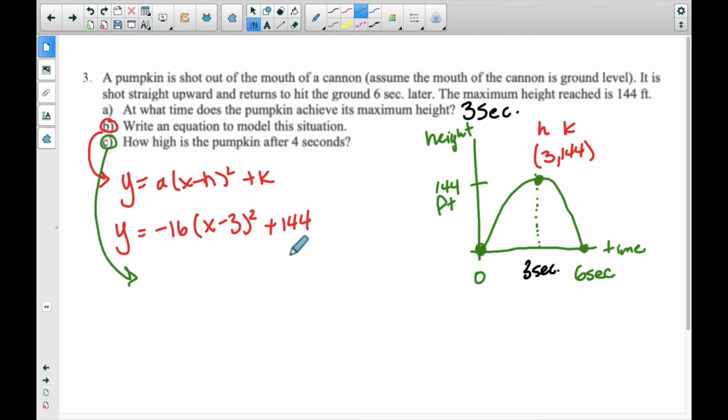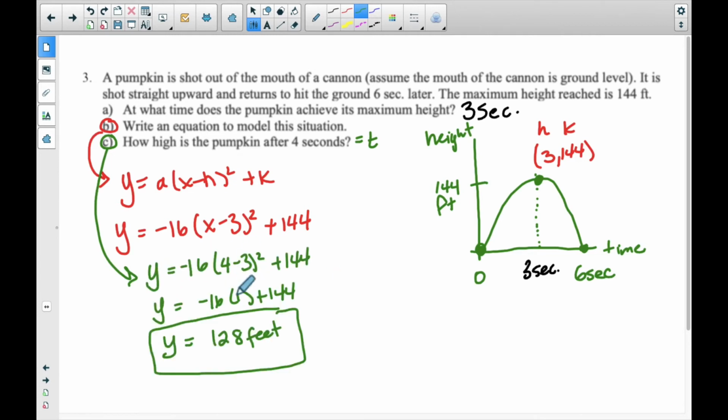Part C asks how high is the pumpkin after 4 seconds. So 4 seconds is our time. So we need to plug in 4 for t. Now, a minute ago, though, I used this equation and I used x's and y's instead of t's and h's. But do you see that time is on our x-axis? So we're going to plug in 4 for x.